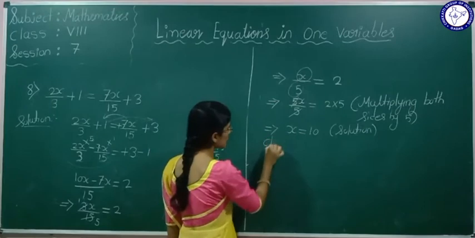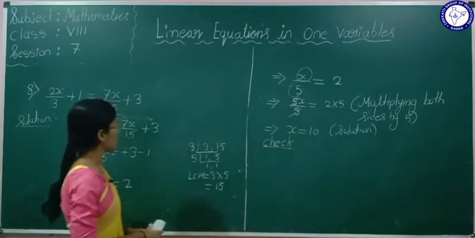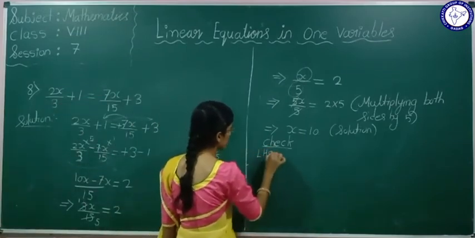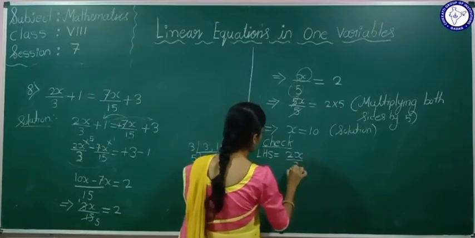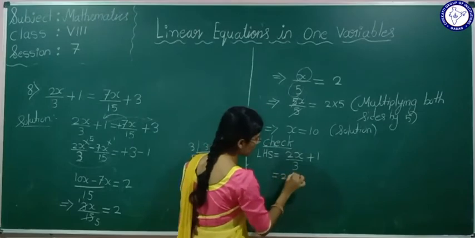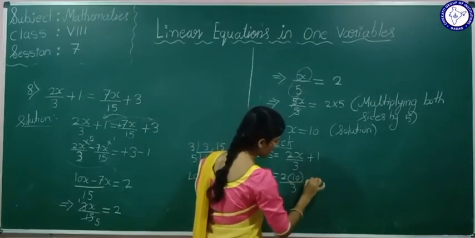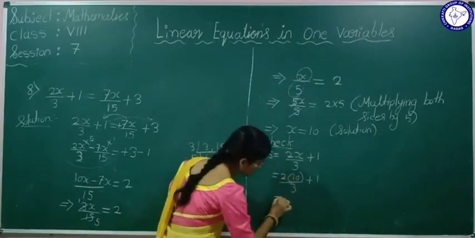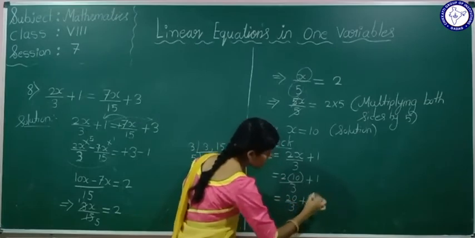Now we will check whether this is correct or not. Now take the LHS. LHS is equal to, what is that? 2x by 3 plus 1. Okay. Substitute the value here. Here x is nothing but 10, so 2 into 10 by 3 plus 1. Okay. 2 tens is what? 20. 20 by 3 plus 1.